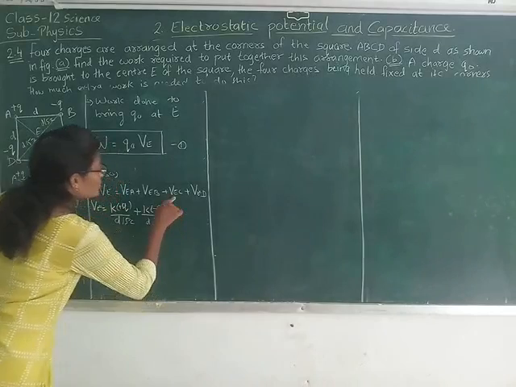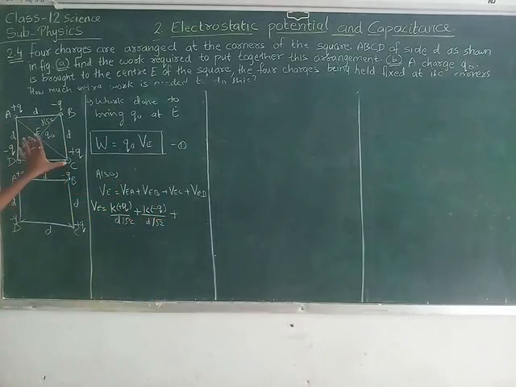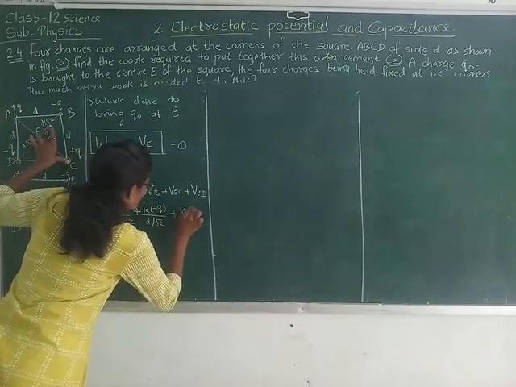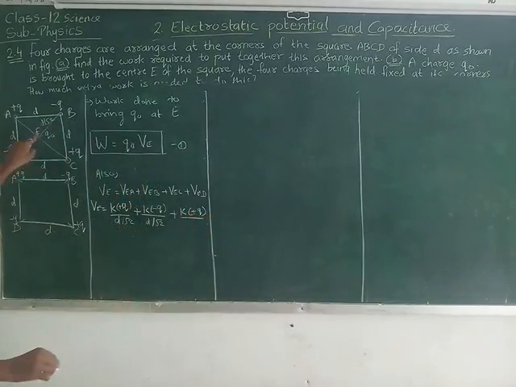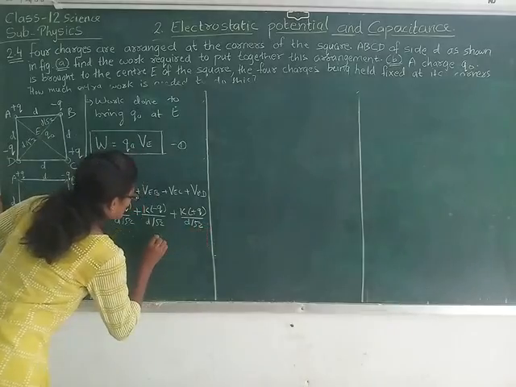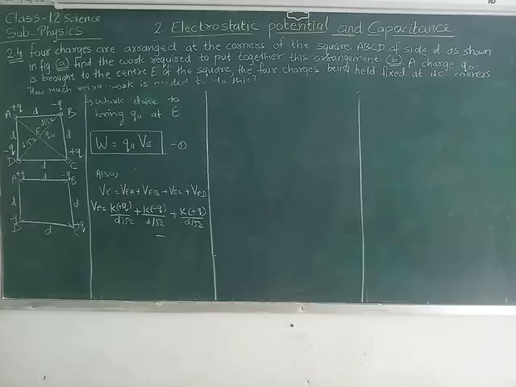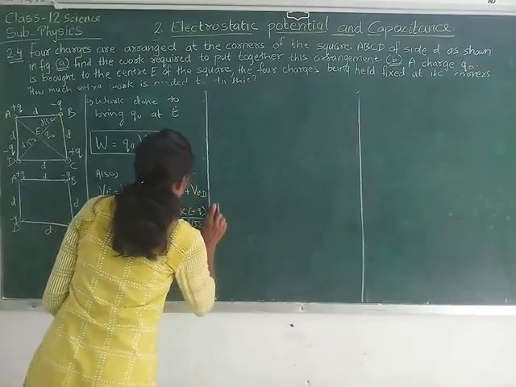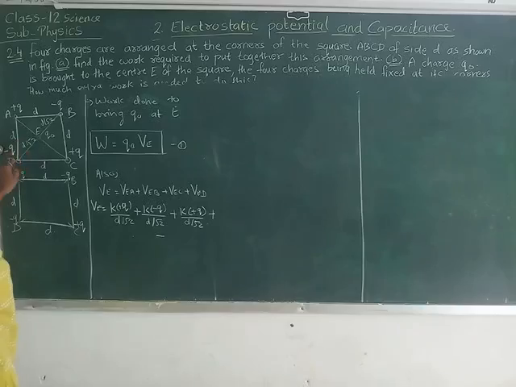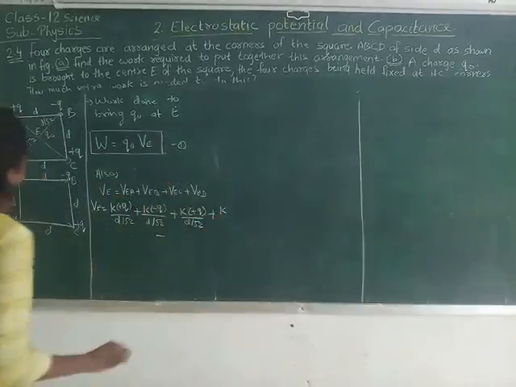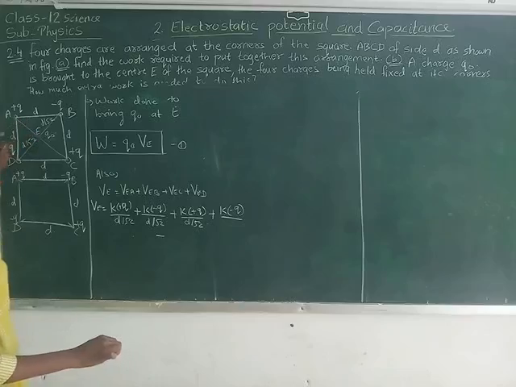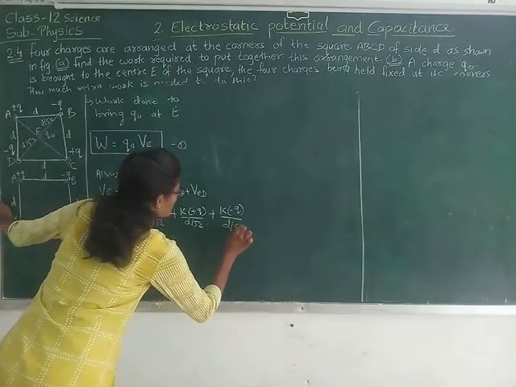Plus potential at E due to charge at C. So what will be the formula? K into, at C what we are having, charge plus Q, so K into plus Q upon distance between E and C, that is D by root 2. Over here, potential at E due to D. That means K into charge at D, that is minus Q. So it will be minus Q upon distance between E and D, that is D by root 2.